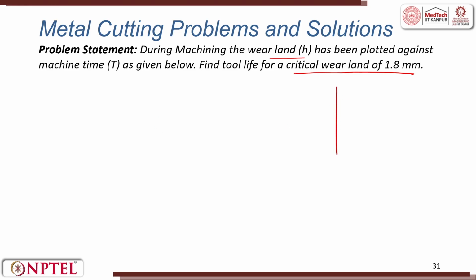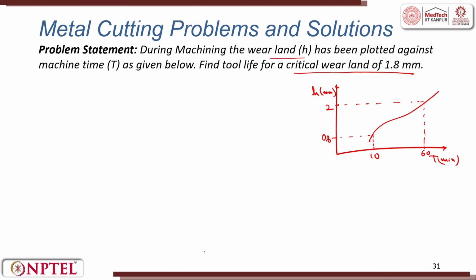So there is a plot given here, that is H land in millimeter and this is tool life T in minutes. It is plotted something like this. At the value of H 2, the tool life is 60 minutes, and at the value of H 0.8, the tool life is 10 minutes.